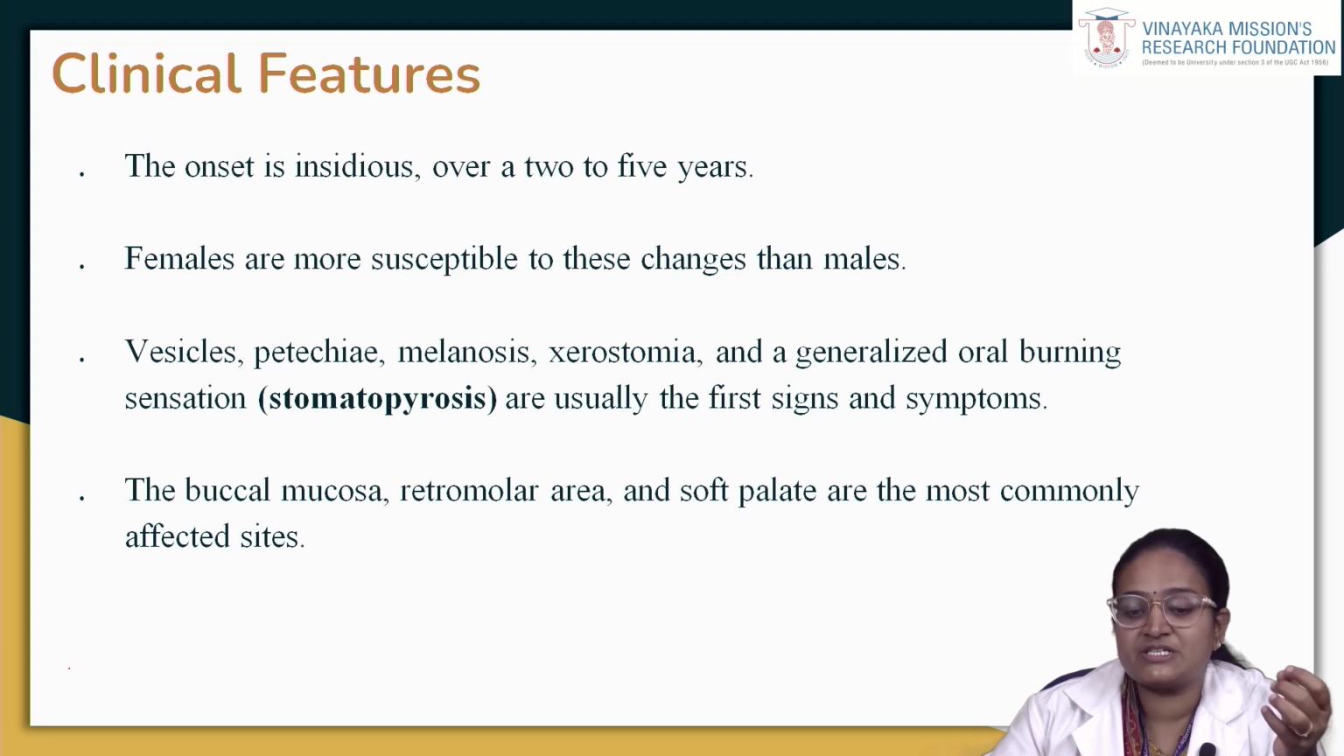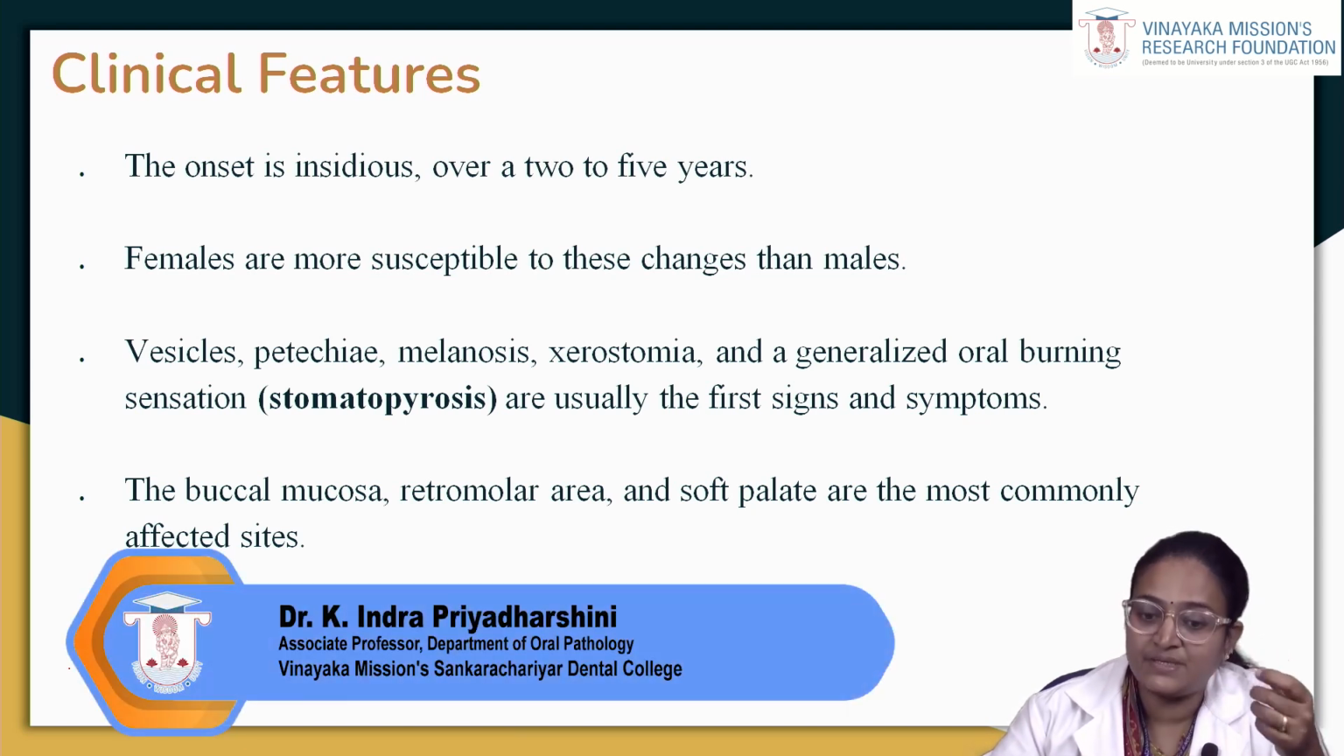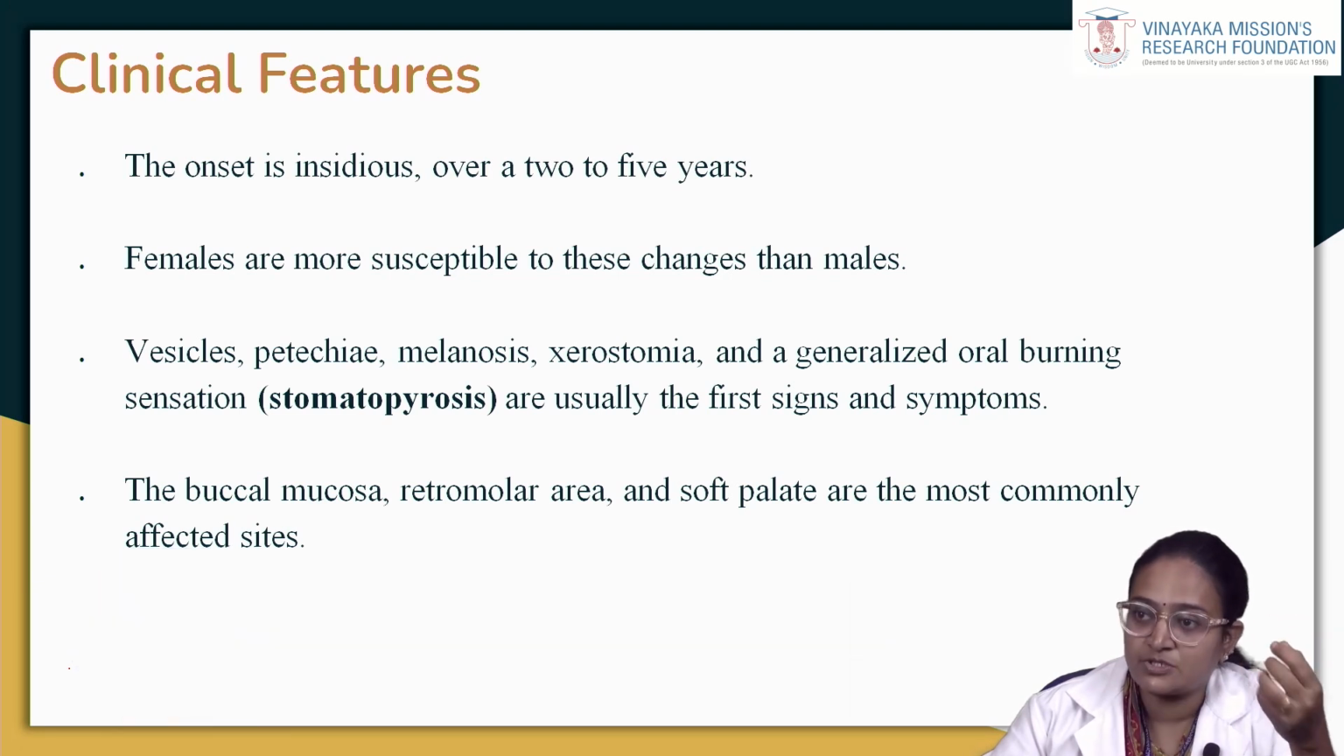Coming to the clinical features, the onset develops gradually over several years. The initial patient complaint is a burning sensation while eating spicy food. The patient may notice recurrent ulcers, vesicles, or dry mouth, which are common in oral submucous fibrosis patients. As the fibrosis progresses, blanching of the oral mucosa appears. The mucosa loses elasticity and vertical fibrous bands become palpable. When you are palpating the patient, you are able to feel the vertical fibrous bands.